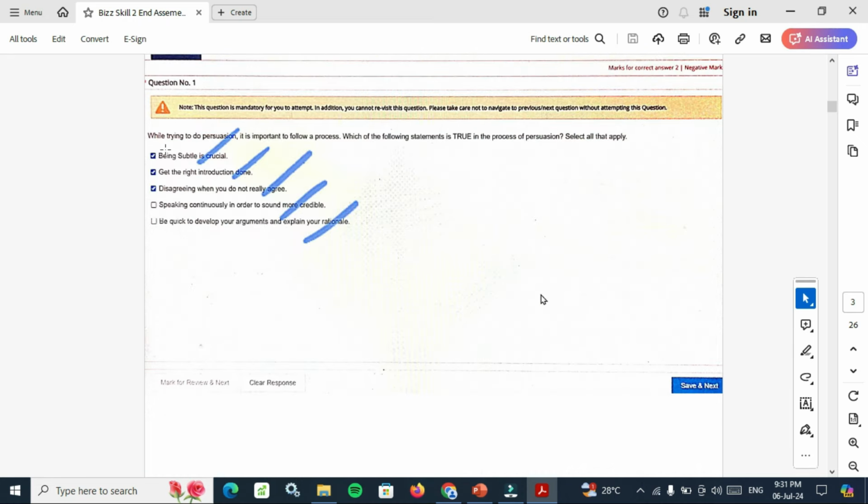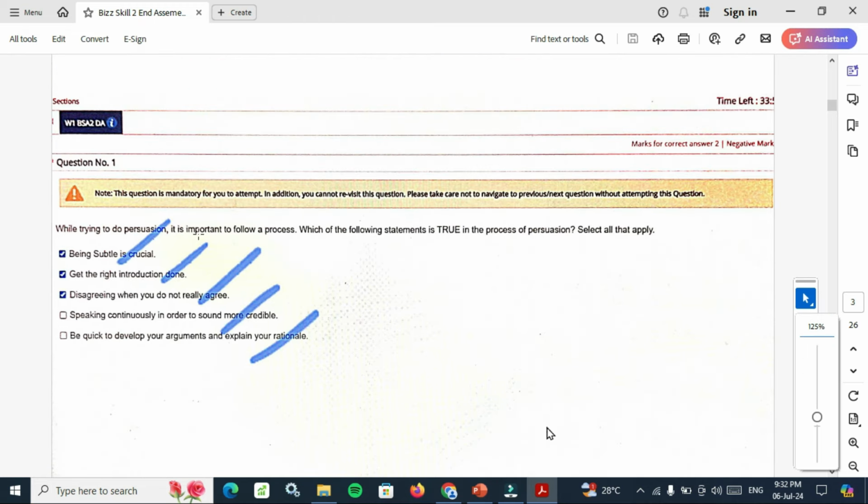Next one is, while trying to do persuasion, it is important to follow a process. Which of the following statements is true in the process of persuasion? The right answers are: being subtle, which means strong is crucial; get the right introduction done; disagreeing when you do not really agree; speaking continuously in order to sound more credible; and be quick to develop your assigned arguments and explain your rationale. All of these statements are right statements.